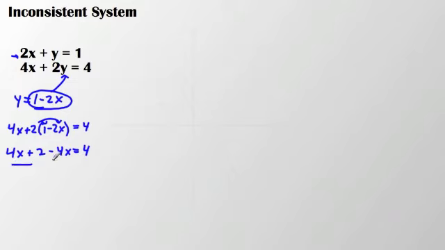If I combine my like terms, what I see is that I end up with 2 equals 4. Well, what I know from many years of math is that 2, in fact, does not equal 4. So something interesting happened here. The first thing we see is that there's no solution.